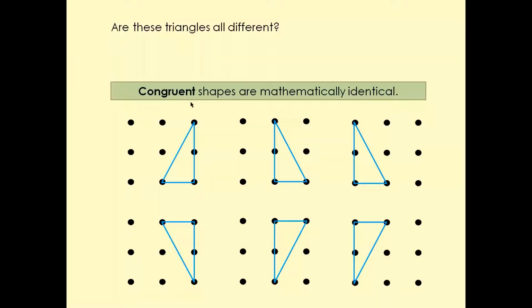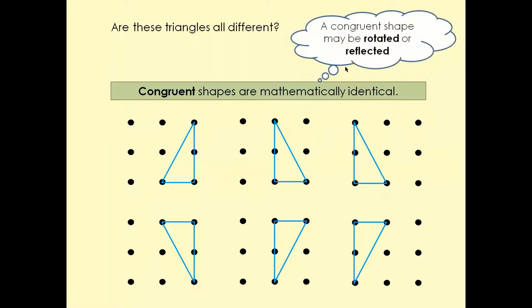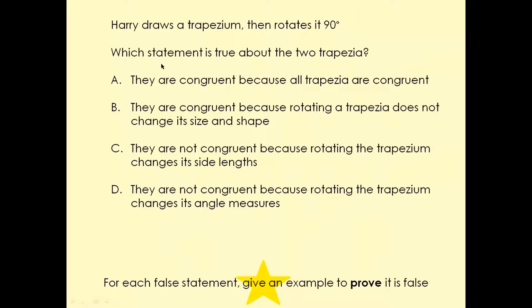Right, so congruent shapes are mathematically identical. You can rotate it, you can reflect it. So let's have a look at this question here, the quick one. Harry draws a trapezium, then rotates it 90 degrees. Guys, singular is trapezium, plural is trapezia. So which statement is true?